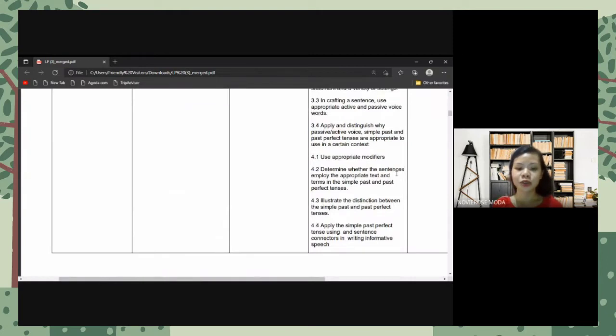Number two, determine whether the sentences employ the appropriate text and terms in the simple past and past perfect tense. Number three, illustrate the distinction between the simple past and past perfect tense. So number four, apply the simple past and past perfect tense using sentence connectors in writing an informative speech.